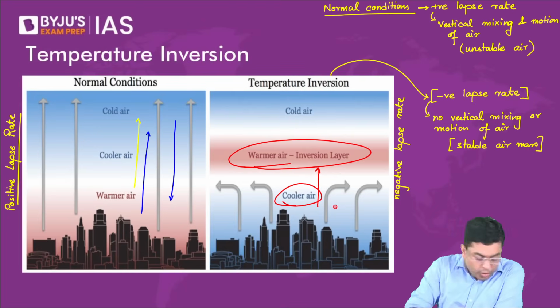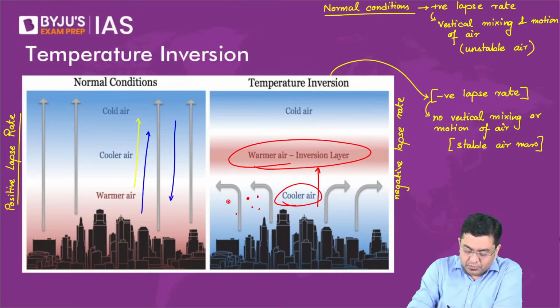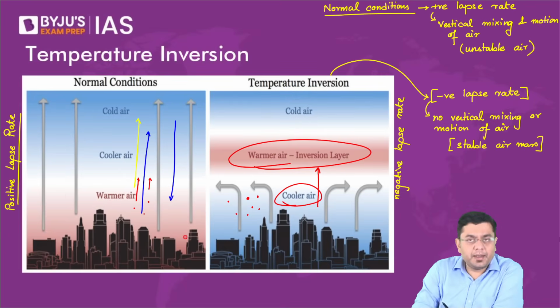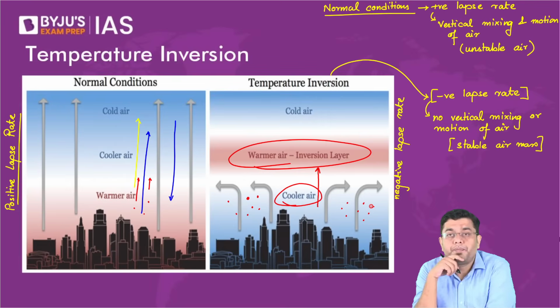So let's suppose there are a lot of pollutants which have been produced here. Now, in the earlier case, the pollutants would get distributed and dissipated because as the warm air would rise up, the pollutants would also rise up. But here, there is no mixing. So what about the pollutants? They will stay in the same region for a longer period of time.